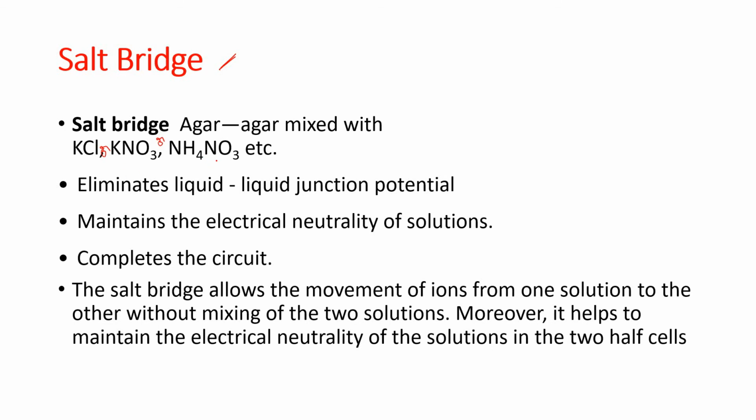And why are we taking these? Because the transport number is the same. Potassium and Cl minus, their transport number is the same. Their speed is the same. Their momentum is the same. Similarly, potassium NO3 minus, similarly NH4 NO3 minus. These have the same speed, same transport number. So whichever has the same speed of cation and anion can be taken as a salt bridge here.